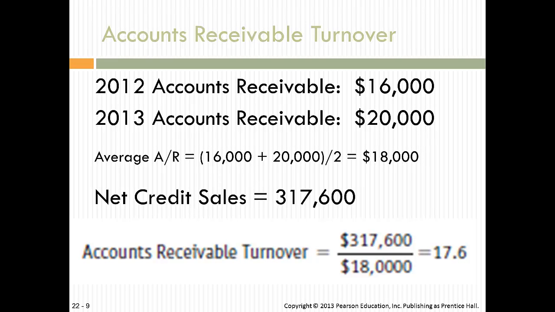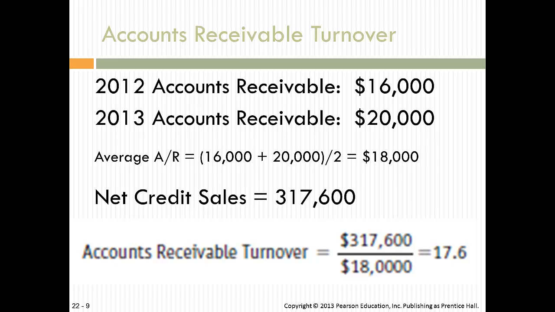In the textbook example, accounts receivable at the end of 2012 was $16,000, and at the end of 2013 it was $20,000. If you take those two numbers and divide by 2, you arrive at $18,000, which is the average accounts receivable. We're given the information in the textbook that net credit sales is $317,600. So we divide that by the average of 18,000 to get 17.6. This means it turned accounts receivable into cash 17.6 times in 1 year.